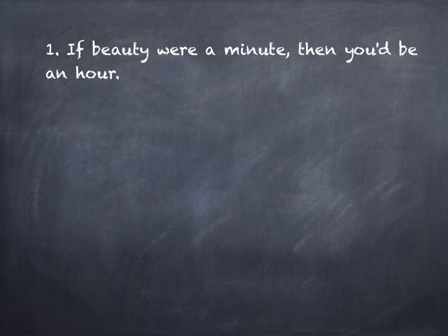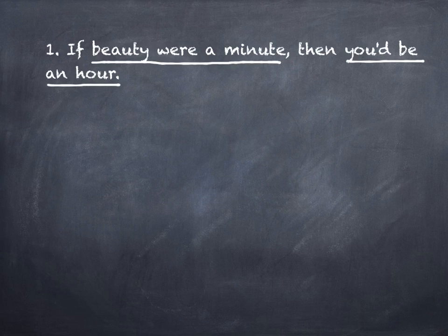All right, but we're going to do the same thing. We're going to take the statement and do the converse, the inverse, and the contrapositive. So let's take the original statement and underline the two component statements. The first is "beauty were a minute," or however you would have to reword it to make sense in English. The second is "you'd be an hour." We're not going to work so much on making sense of the language, because it sounds funny no matter how we write it. We're going to work on the logistics of how we move things around.